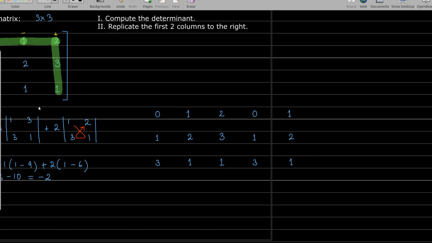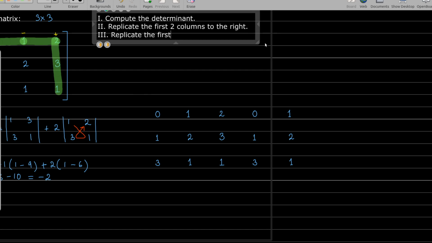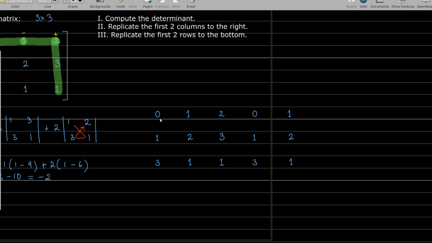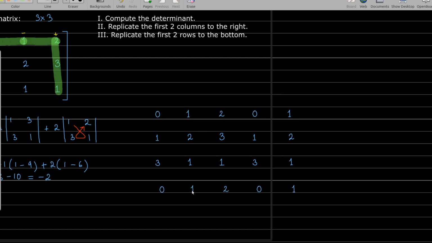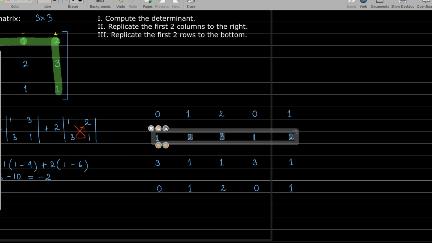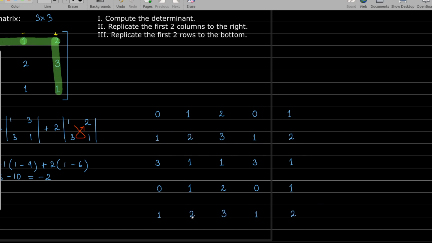All right, so that's your second step. Next step is replicate the first two rows to the bottom. In a similar way, take the first two rows and replicate it at the bottom. So this is the first row. Ungroup this. Take the first two rows. This is the first row. Make a copy of this and place it at the bottom. Then take the second row, make a copy of this and place it right at the bottom.